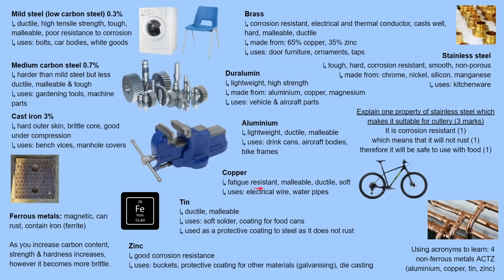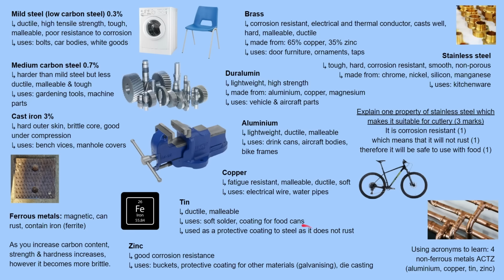Copper is fatigue resistant, malleable, ductile. Again, we see malleable and ductile together. It's soft. It's used in electrical wire and water pipes. And because it's also a thermal conductor, it can carry heat. And then tin is ductile, malleable, used in soft solder, so soldering, used in circuit boards. It's a coating for food cans. Basically, it's used as a protective coating for steel as it does not rust.